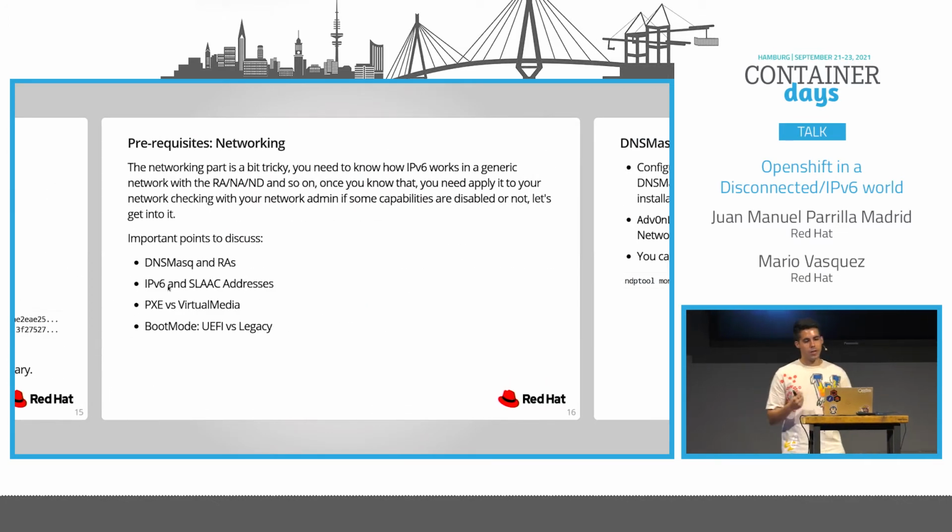What else? Okay, yeah. Then we come to the prerequisites in terms of networking. As we mentioned, if we're going to work in an IPv6 deployment, we will need several things. The first one is dnsmasq and router advertisements.